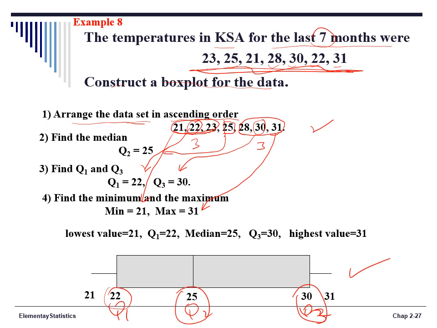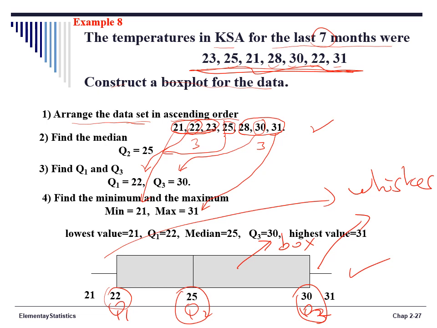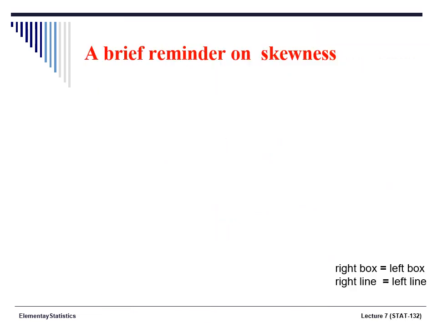So the lines are called whiskers. And this is the box. Sometimes this is called the box plot or box and whiskers method or plot.